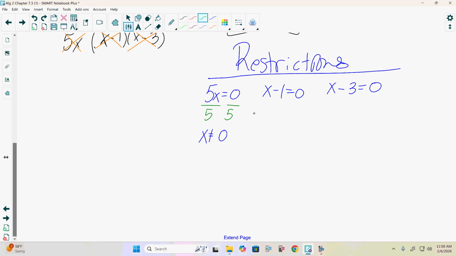X minus 1, we would add 1 to both sides. Our negative 1 plus 1 would cancel, telling us that x equal to 1 would cause a division by 0, so x cannot be positive 1. And lastly, with x minus 3, we would add 3 to both sides, and our negative 3 plus 3 would cancel out, telling us that if x is equal to 3, we'd have a division by 0, so x cannot be 3. Questions on this here? Okay.